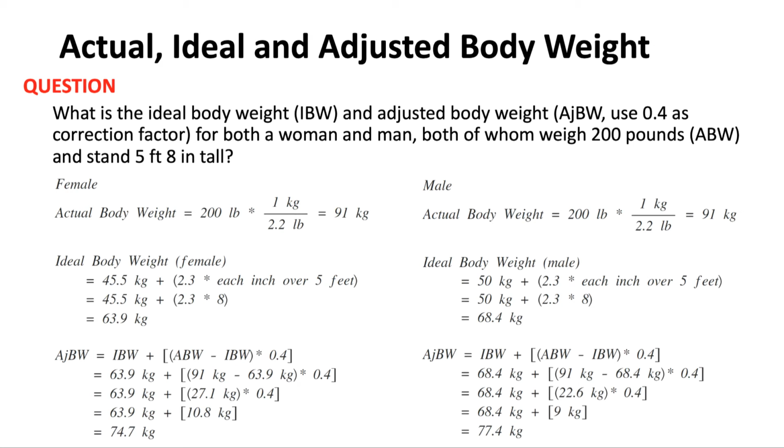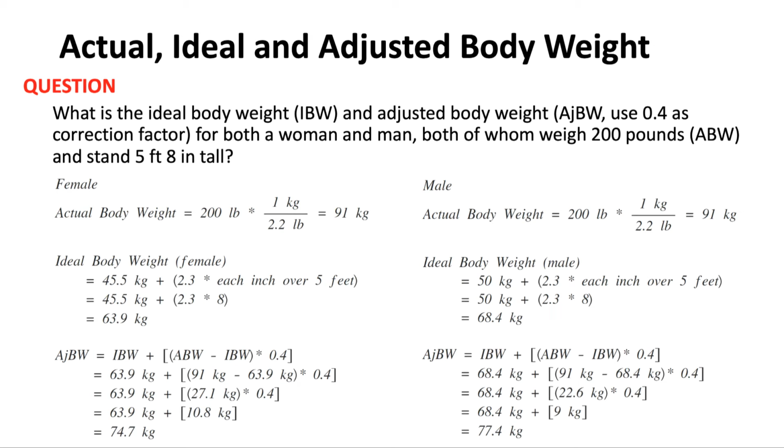So it should be just a little bit obvious from the formula itself. A male's ideal body weight will be slightly higher, about 4.5 kilograms higher than a female's. But other than that, they're very similar in terms of the way that the weights are calculated. And in both situations, a significant reduction compared to most people's actual body weight.